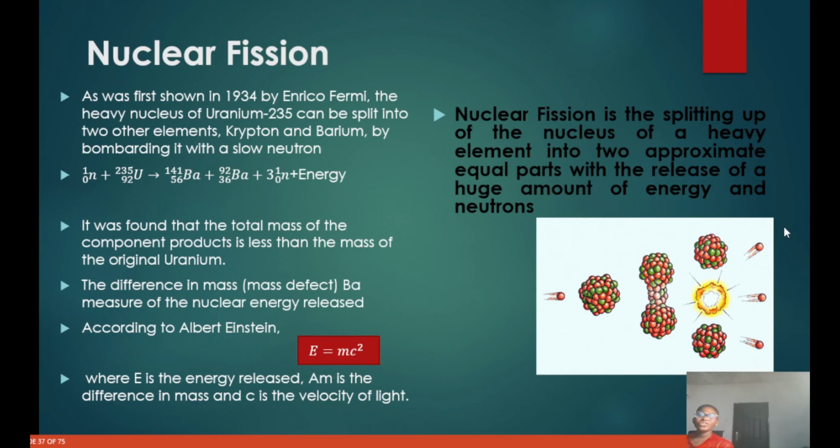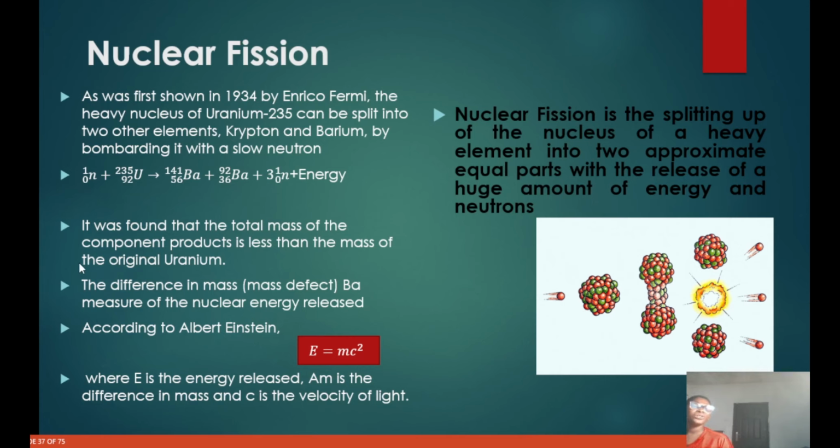So what is nuclear fission? Nuclear fission is the splitting up of the nucleus of a heavy element into two approximately equal parts with the release of a huge amount of energy and neutrons. Don't forget that the mass of an atom is basically at the nucleus. So breaking the nucleus is what is called nuclear fission. Nuclear fission is the splitting up of the nucleus of a heavy element into two approximately equal parts with the release of a huge amount of energy.